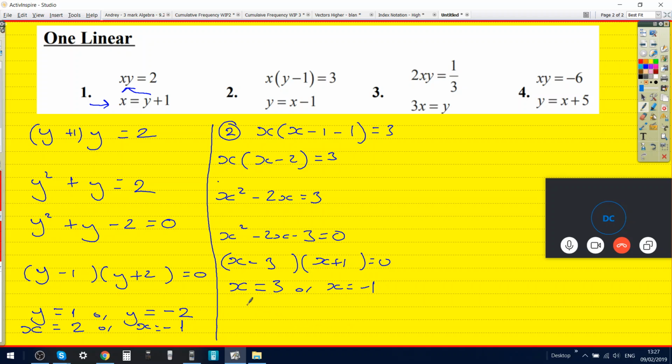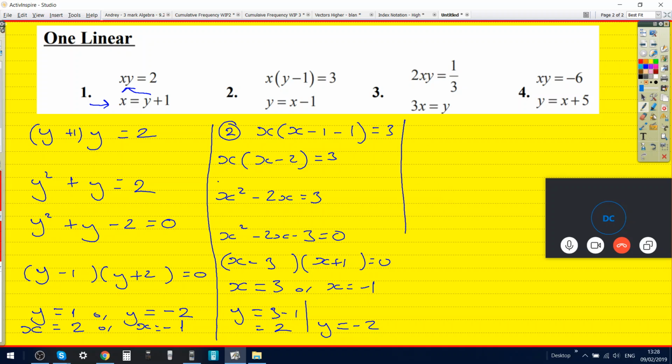And then we can go back to y equals x minus 1. So y equals 3 minus 1, y equals 2 when x equals 3. Or y equals minus 1 minus 1, so y equals minus 2 when x equals minus 1. That's it.